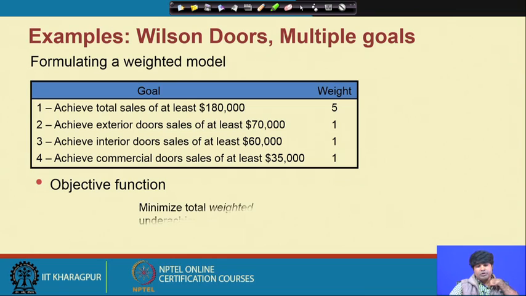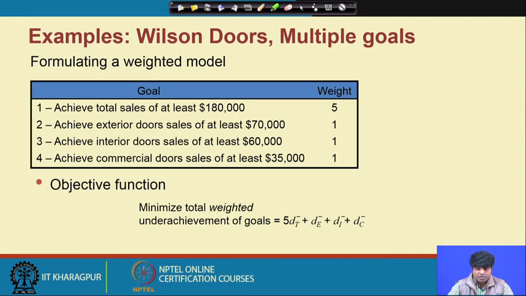Now if you go by weighted models, in the case of goal one we are putting 5, in the case of the second we are putting 1, in the third case we are putting 1, and in the fourth case we are putting 1. Then the new objective function will be to minimize the weighted underachievement of goals.